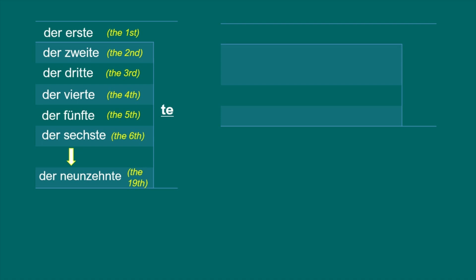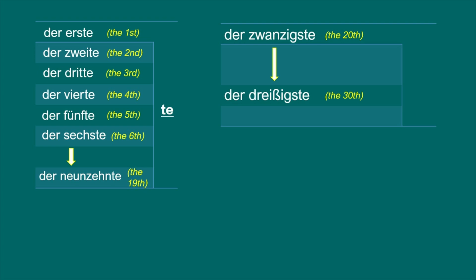From 20th to 31st, we will also be using the same ending, and we will only be adding one letter for that. Der 20. The 20th. Der 30. The 30th. Der 31. The 31st. So as you can see, from 20th to 31st, our ending is ste. So let's try to put this one in sample sentences.